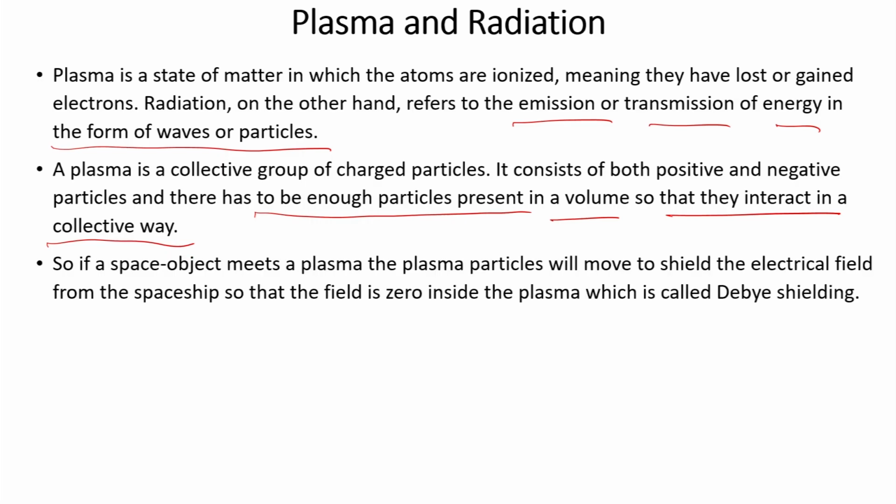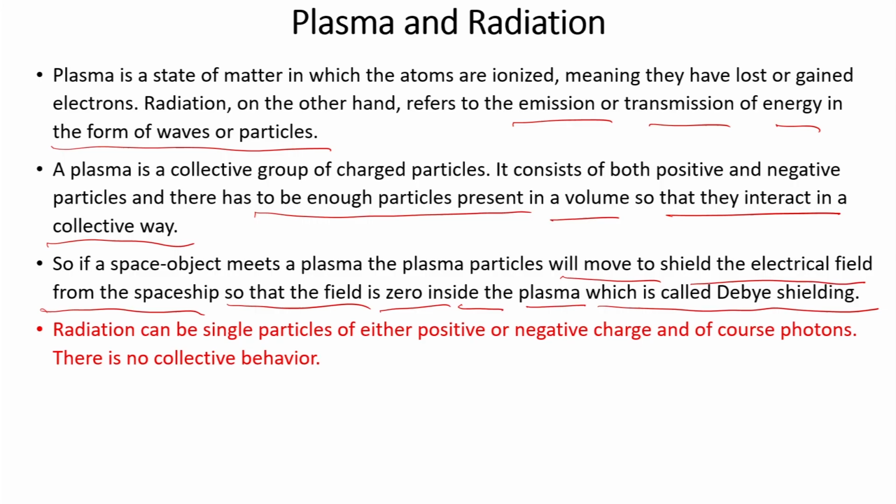As you remember, we are calling the spacecraft a probe, so you are inserting a probe in a plasma environment. If a space object meets a plasma, the plasma particles will move to shield the electrical field from the spacecraft or spaceship, so that the field is zero inside the plasma, which is called the Debye shielding. This part we explained in the last session: how the Debye shielding is formed around the probe.